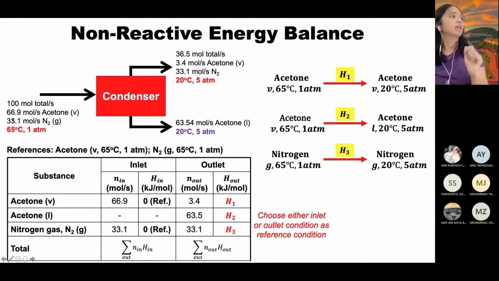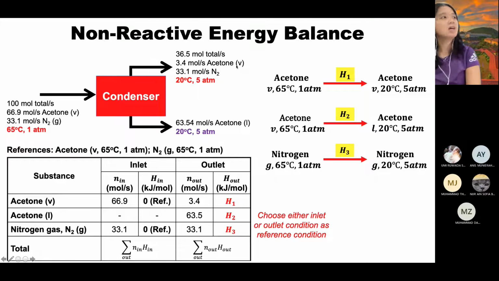For example, dalam kes ni saya tulis, okay, dia ada acetone vapor, dia ada nitrogen gas. So, satu tulis dia punya molar flow rate, 66.9 mol per second acetone vapor, 33.1 mol per second nitrogen gas. So, kedua-dua fasa saya tulis. And then temperature dia, 65 Celsius, 1 atm. So, for example, dia ada two product. Top product, bottom product. Okay, top product dia, acetone vapor, 3.4 mol per second, 33.1 mol per second nitrogen gas, 20 Celsius, 5 atm.